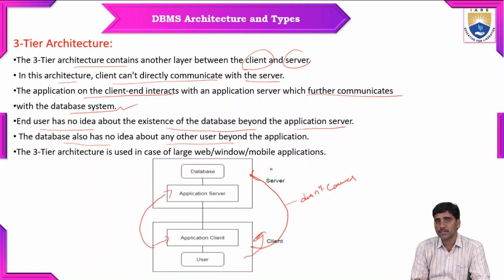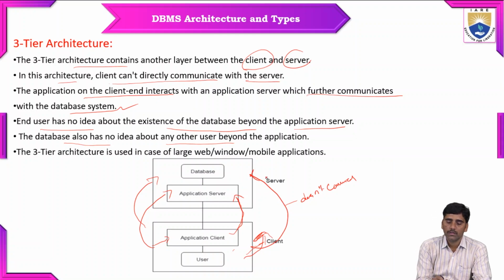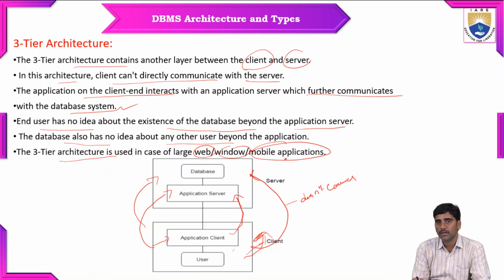The server doesn't know who is behind the application client, and the user also doesn't know who is behind the database, beyond the database. Because of that, the application client interacts with the application server. The application client from the client side and the application server from the server side interact with the database. So the three-tier architecture is used in the case of large web, Windows and mobile applications.